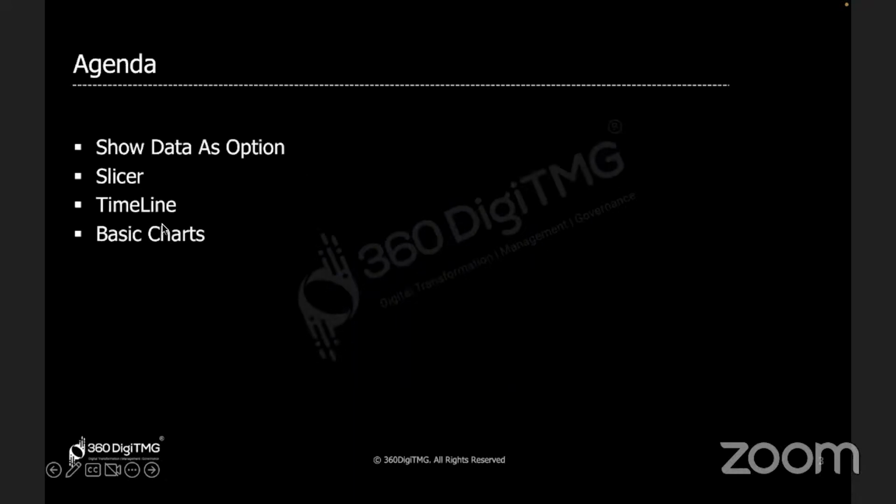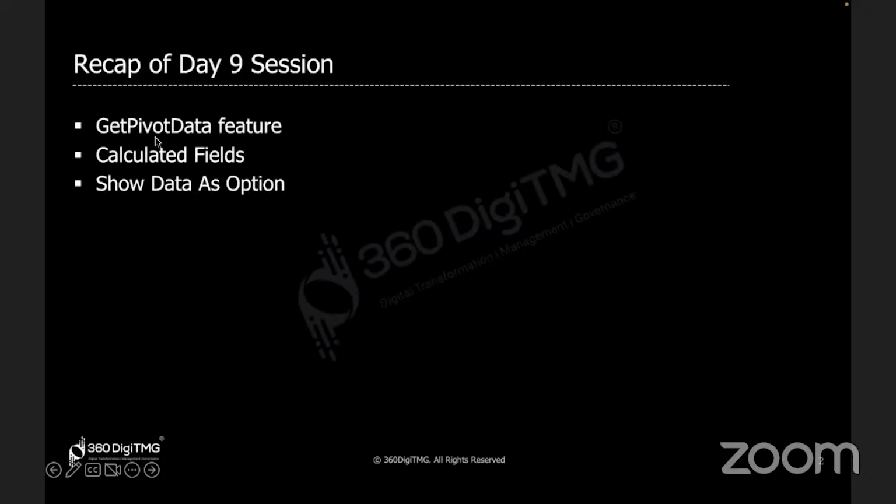Yesterday we had discussed the get pivot data feature that is available, through which we can fetch the data that is necessary from a pivot table, and we can use it for whatever purpose. Then we talked about creating calculated fields depending on a requirement. We also talked about using the inbuilt calculations which are present in Excel, which can be accessed using the show data as option.